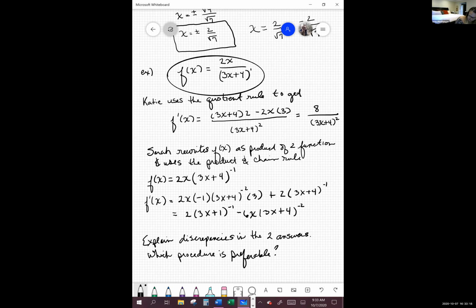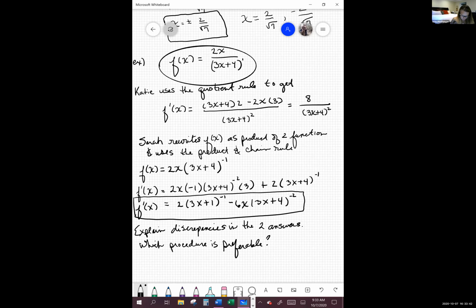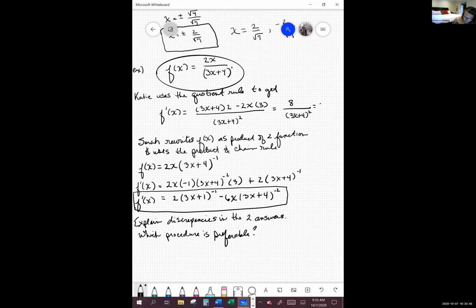Okay, so we got two separate things. We got f prime of x, this right here. And we get, that doesn't work. Try that again. And we got f prime of x. Let me just put it right here. Okay.